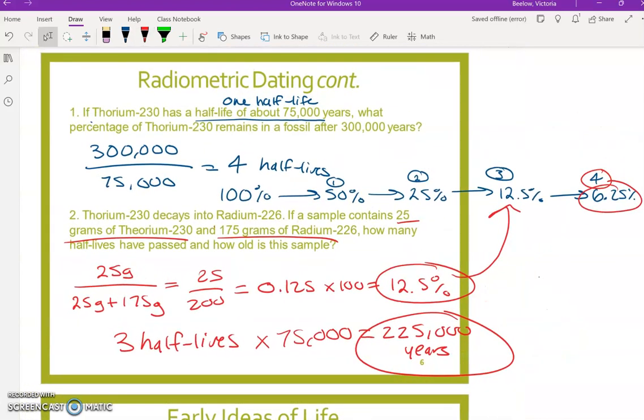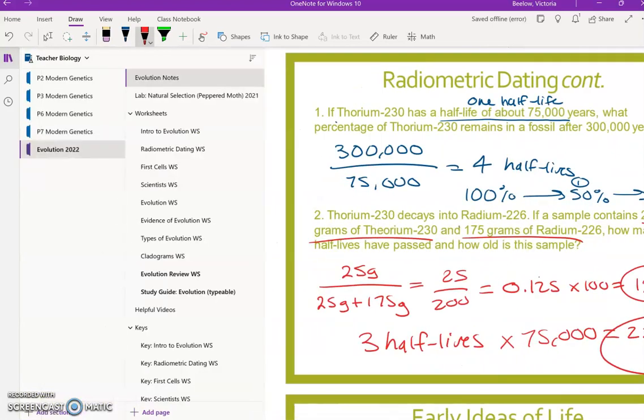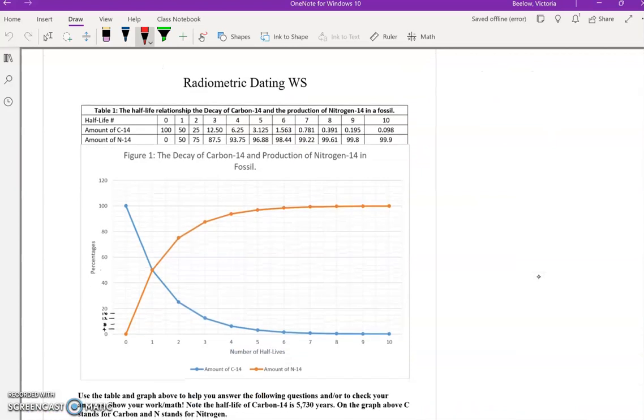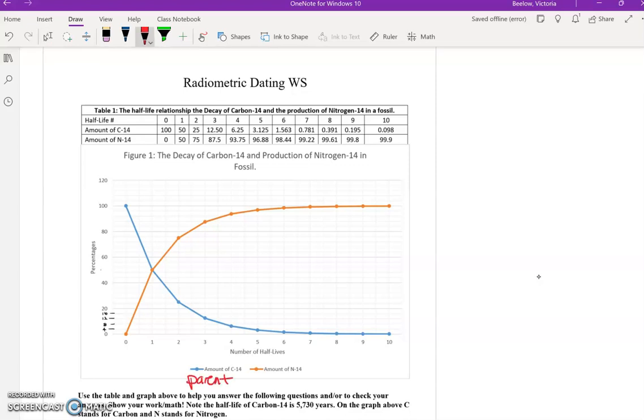And those are just a few examples of radiometric dating. And then the homework is the radiometric dating worksheet. So I have a table here that actually shows the parent and the daughter. In this case, we're talking about carbon-14. So that would be the parent isotope, and that's going to decay into nitrogen-14. Excuse me, I misspoke in the notes. So carbon-14 decays into nitrogen-14. And the daughter would be the nitrogen-14.